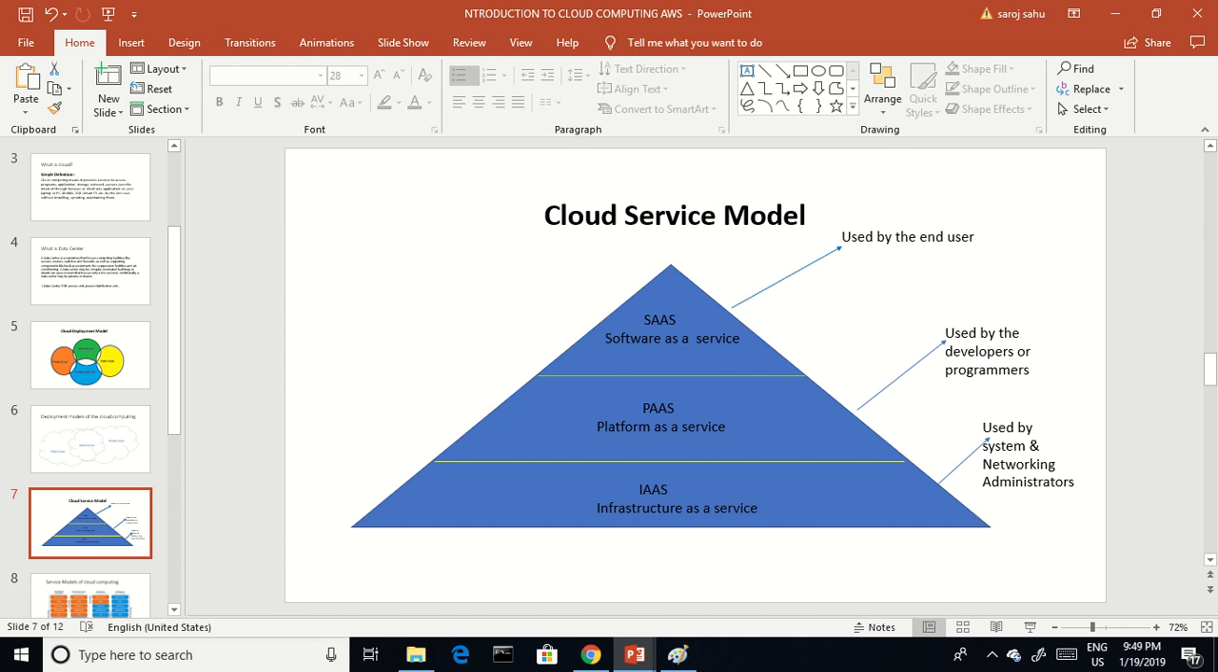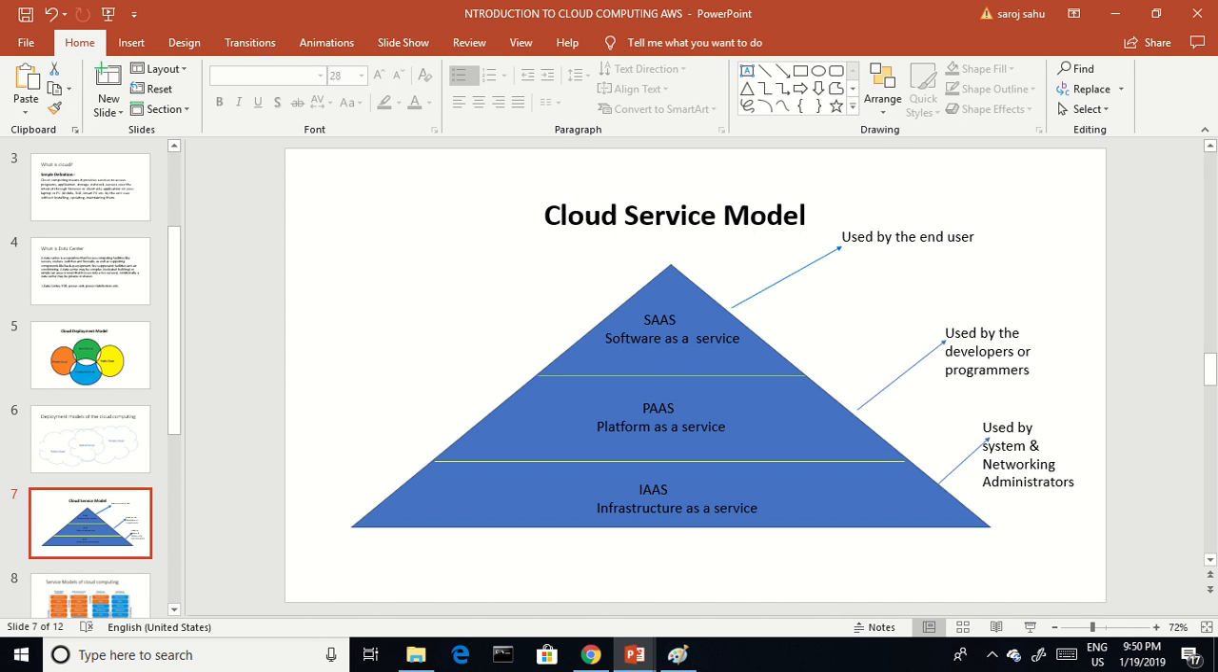Platform as a service. This service can be used by developers or programmers. They need only the platform, like a database and some software, where they can develop and deploy their programs. So that type of platform they need.